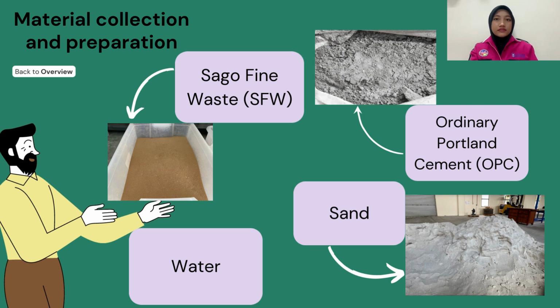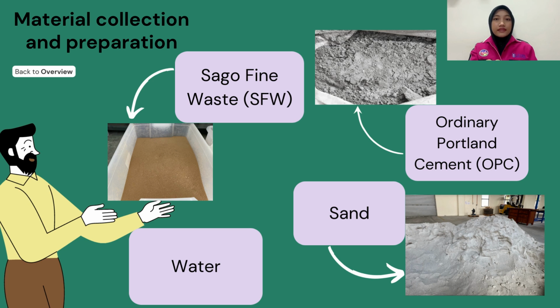So the figure shows the SFW that has been processed. Second material is cement. The type of cement that will be used in this study is ordinary Portland cement. The cement will be obtained locally at the laboratory of UTHM and should be properly stored to avoid being exposed to moisture and hardening before use.